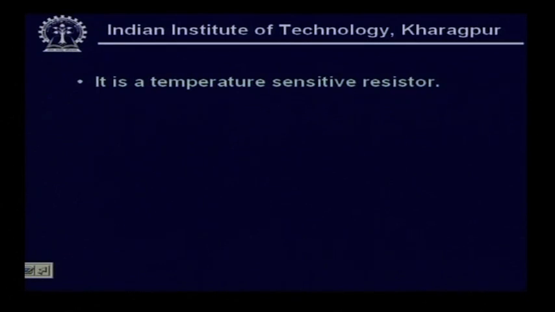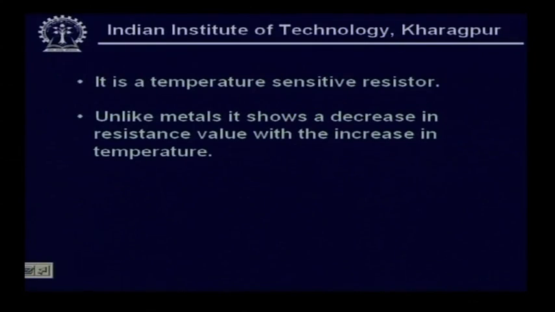Now, a thermistor, it is a temperature sensitive resistor. As you know, all the resistors are temperature sensitive. Normally, if you increase the temperature, resistance increases. However, unlike metals, it shows a decrease in resistance value with the increase in temperature. These are the unique features which we have in the thermistor, which no other resistors have this type of property. Okay, this is inverse. Its resistance is not increasing with the increase of temperature, resistance decreases with the increase of temperature.